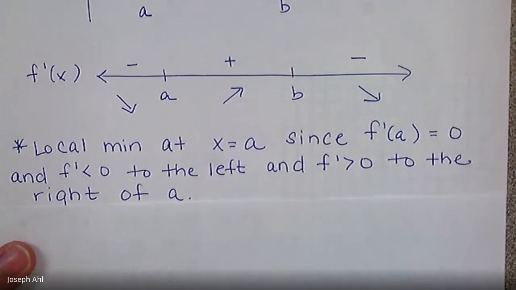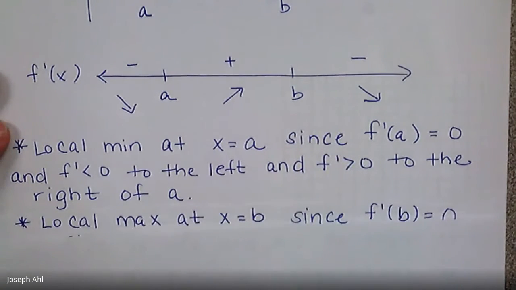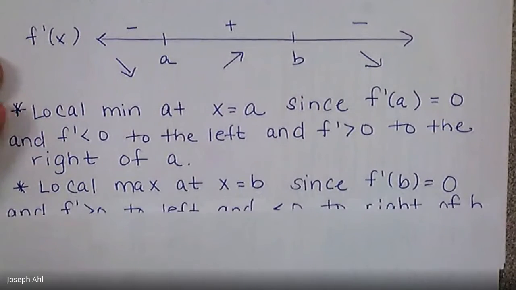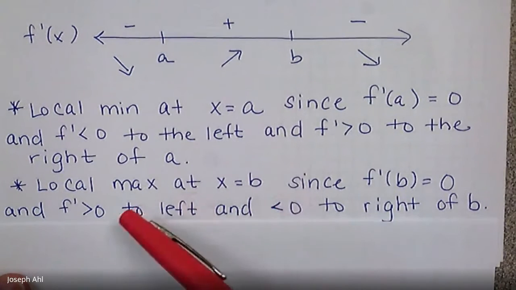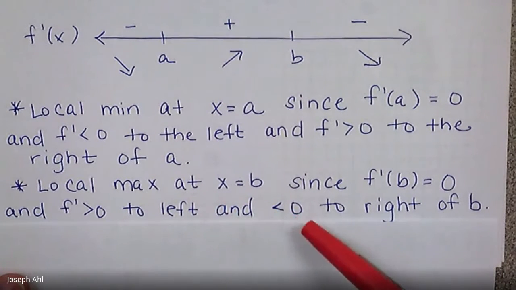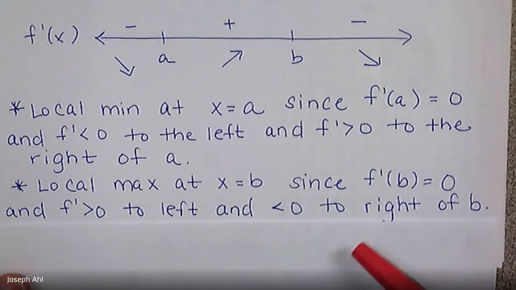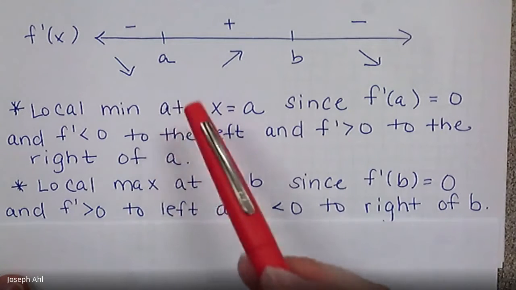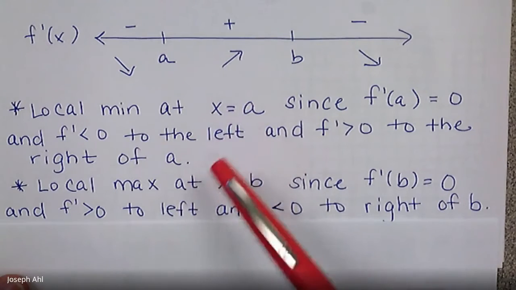And then we can use a really similar justification to justify why at x equals b, we have a local max. So there's a local max at x equals b since f prime of b equals 0. And the derivative goes from positive to negative, right? Positive to the left, and it's negative, less than 0, to the right of b. That's the justification that you need to write to show that there's a local max there. And yes, I need to see these words, okay? Don't shortchange me on your justification there.